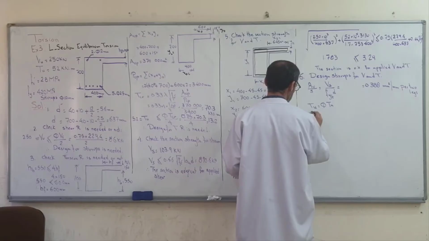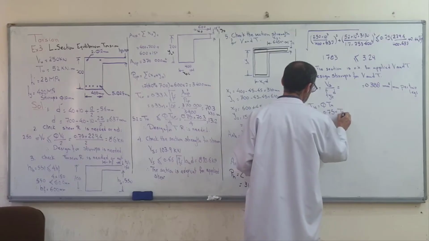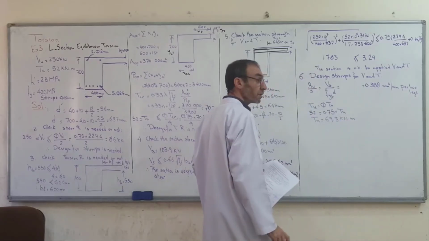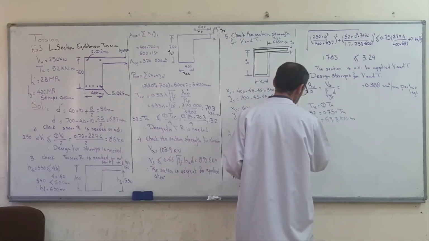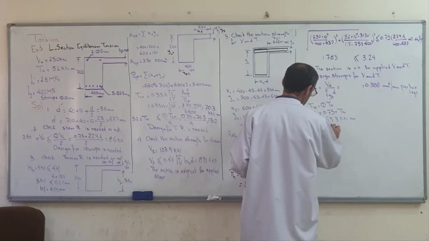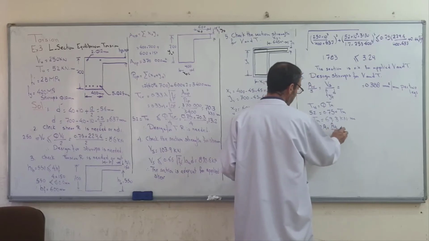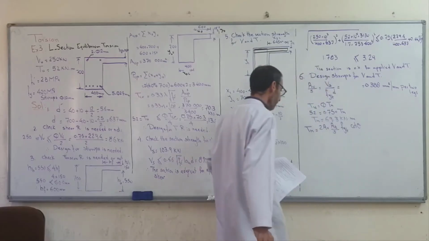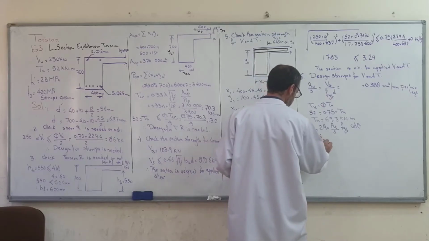Tu is equal to 52, phi is equal to 0.75, and Tn is unknown. We found Tn is equal to 69.3 kilonewton meter, same as the previous example. Now substitute in our equations. Tn is equal to 2 A naught At over s, the stirrup requirement for torsion, times Fy transverse times cotan theta. Tn is 69.3 times 10 to the power 6.